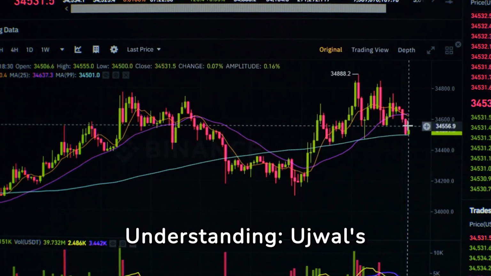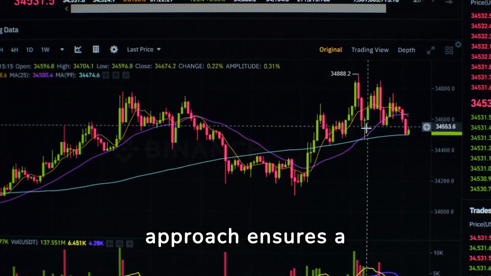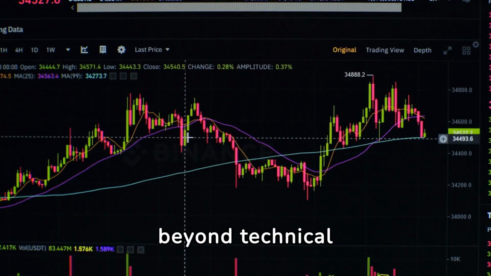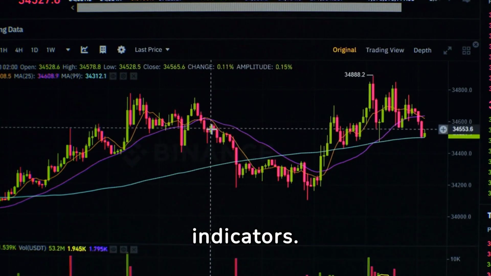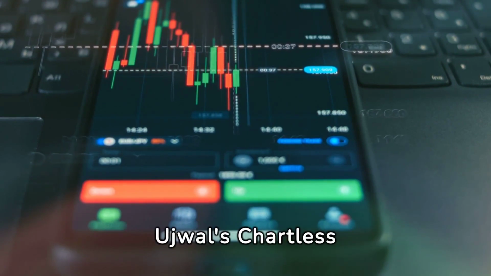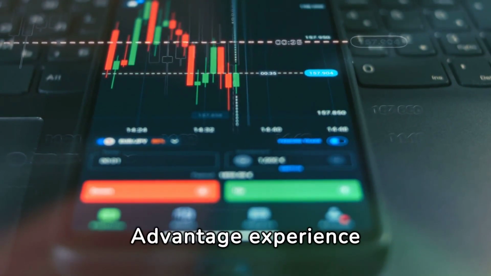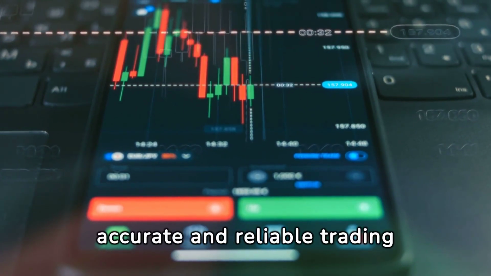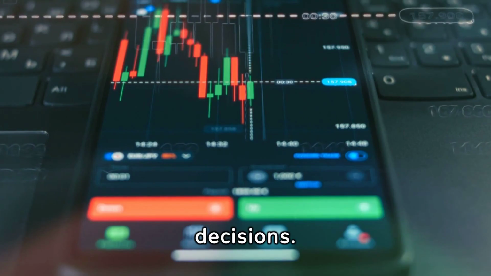Holistic market understanding. Ujjwal's approach ensures a comprehensive understanding of market dynamics beyond technical indicators. Reduced minus trades. Traders following Ujjwal's Chartless advantage experience reduced minus trades, resulting in more accurate and reliable trading decisions.